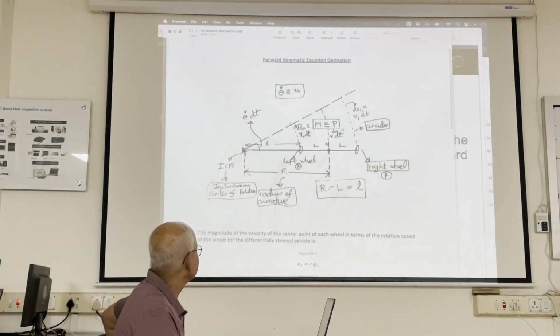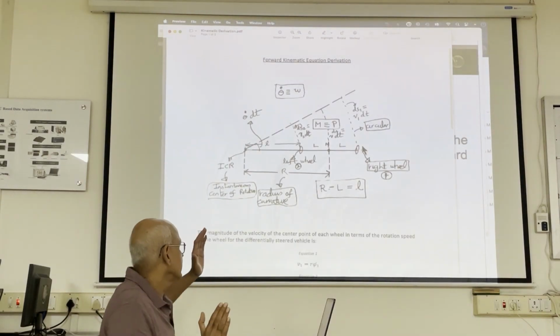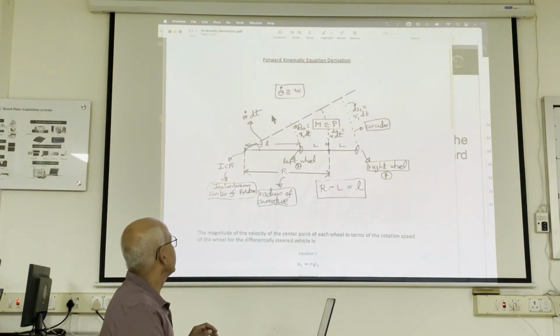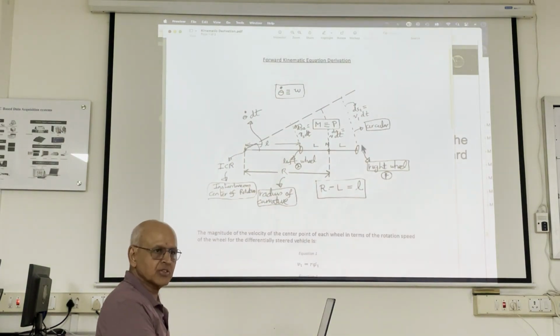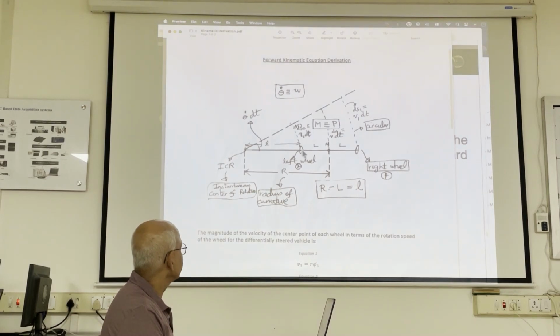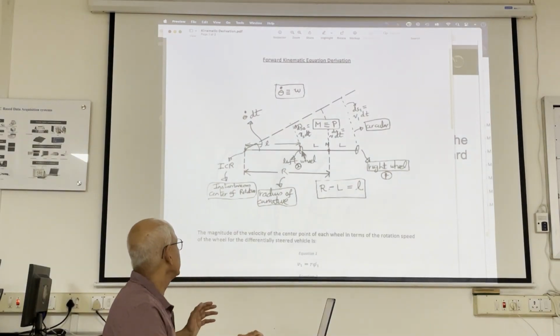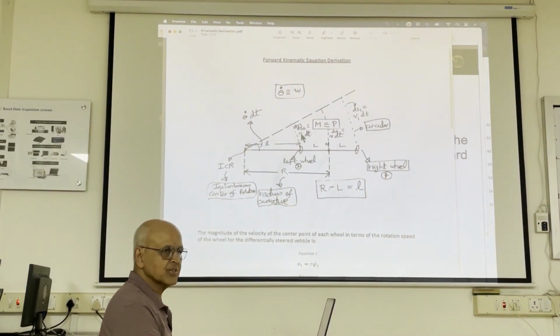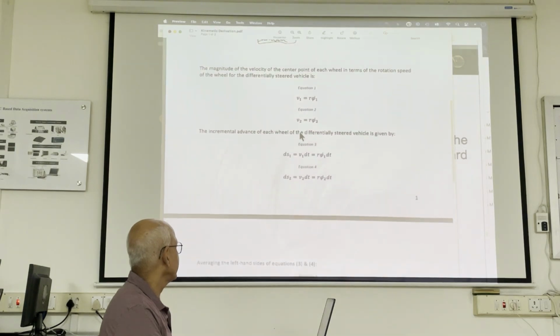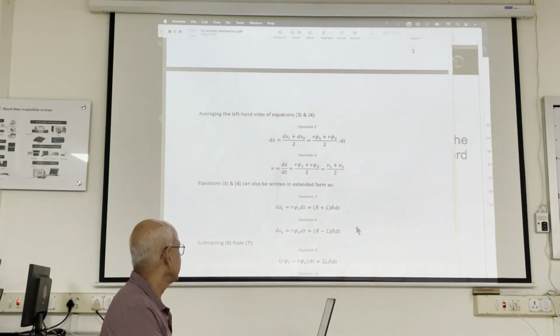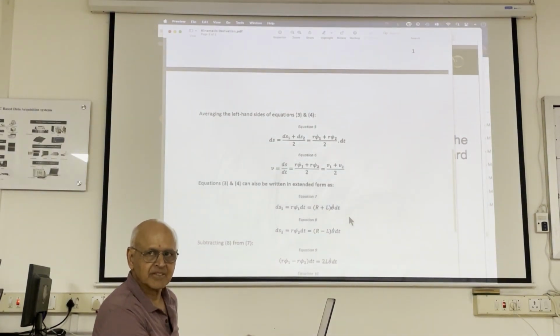So he says, if I take r plus l and move it through theta dot dt, should I get ds1 also? Similarly, if I take r minus l, and I move it through this angle, should I get ds2? And that's basically what the extension is here. Are you all with me?